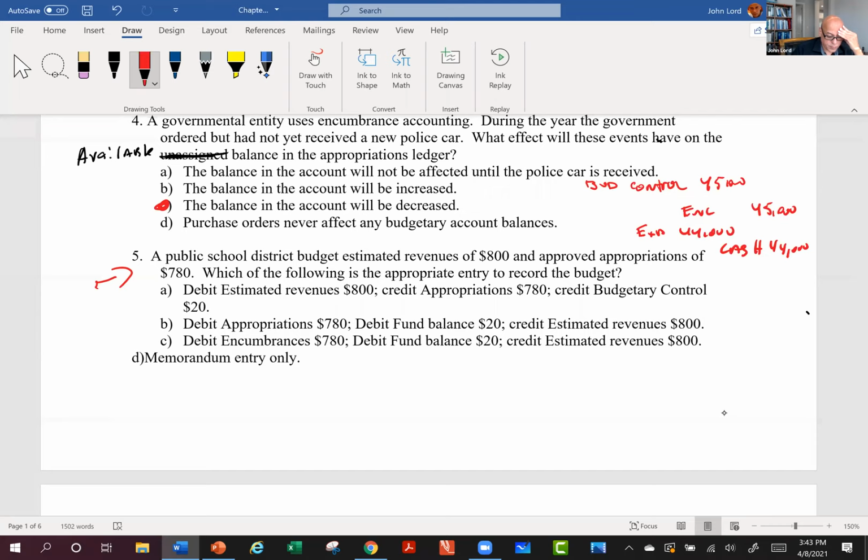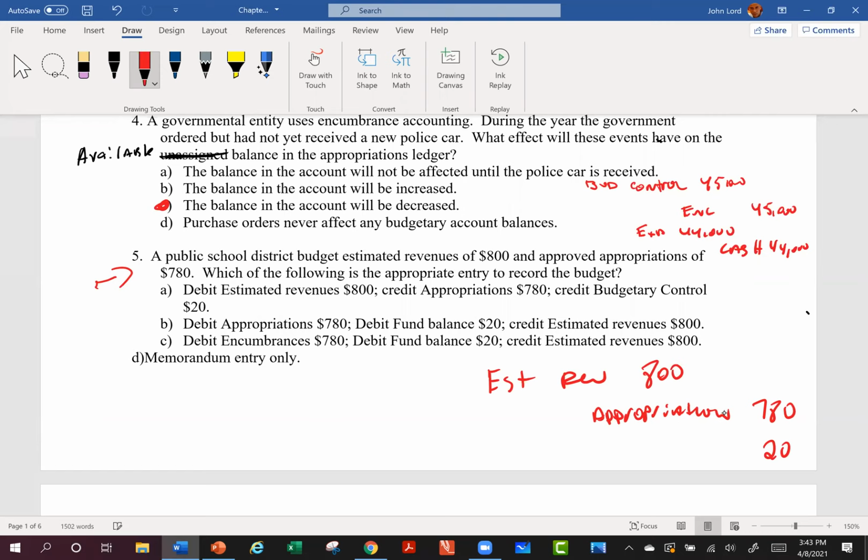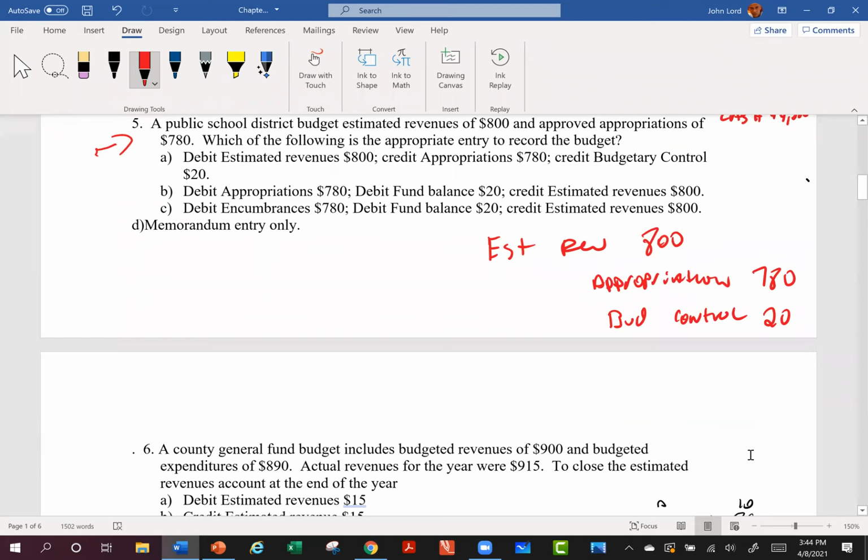Debit estimated revenue for 800. Good. Keep going. Credit appropriation. Okay, good. I think we heard you say credit the appropriation for 780. Yes. I need a $20 credit to make this journal entry balance. What's that going to go to? Budgetary control. Good. Bud control. Excellent. So what's that? Choice what? A. Choice A.